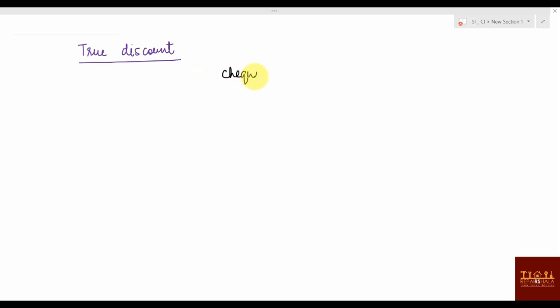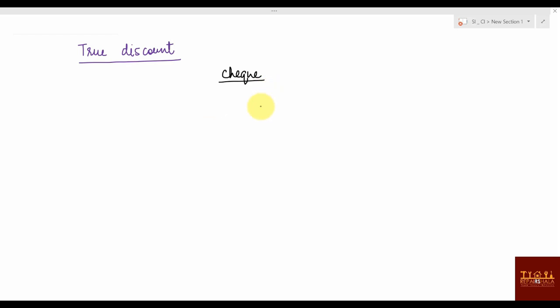Let me first tell you something like check. What is check? This is a part of your checkbook. You write the amount, sign it, give it to some person. What will that person do? They will go to the bank, deposit the check, and get the money. You can say it's a medium of getting the money, or you can say bill of exchange, exchanging the money, right?